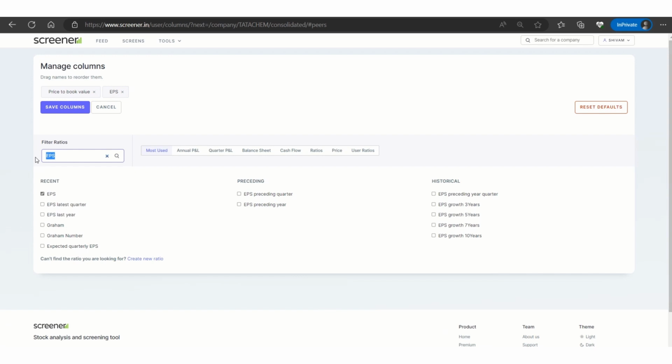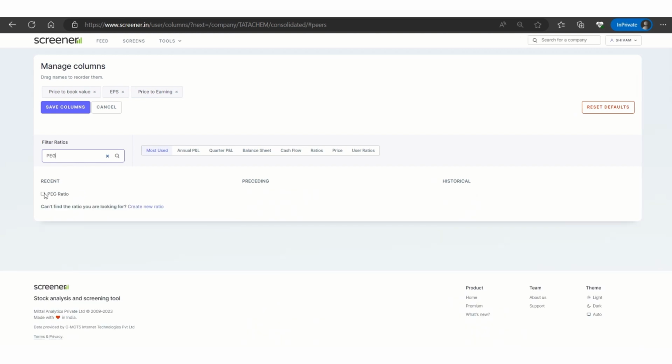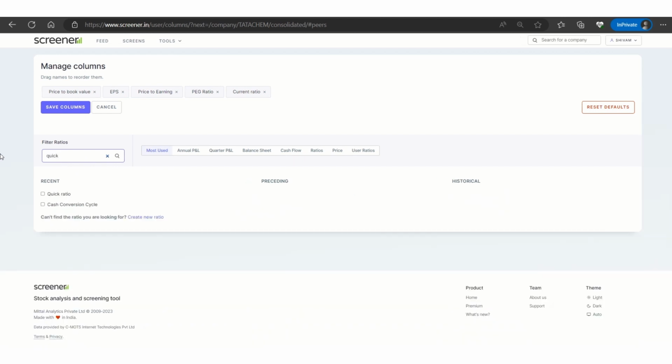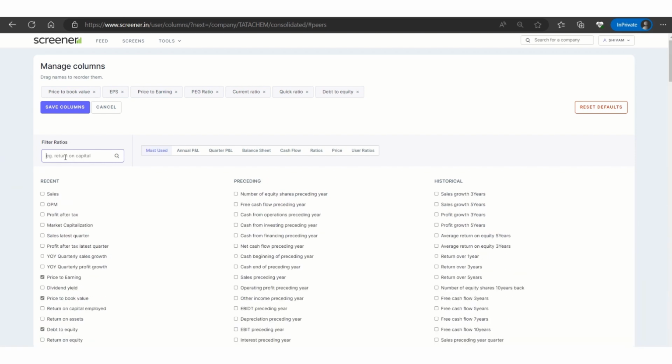EPS. The third ratio we learned was PE ratio, price to earning ratio, and the fourth ratio we learned was PEG ratio. Okay. Now in lecture 6, financial ratio part 2, we started to learn our current ratio. Then we learned our quick ratio. Then we learned our debt to equity ratio. And at last, what we have learned is your interest coverage ratio.